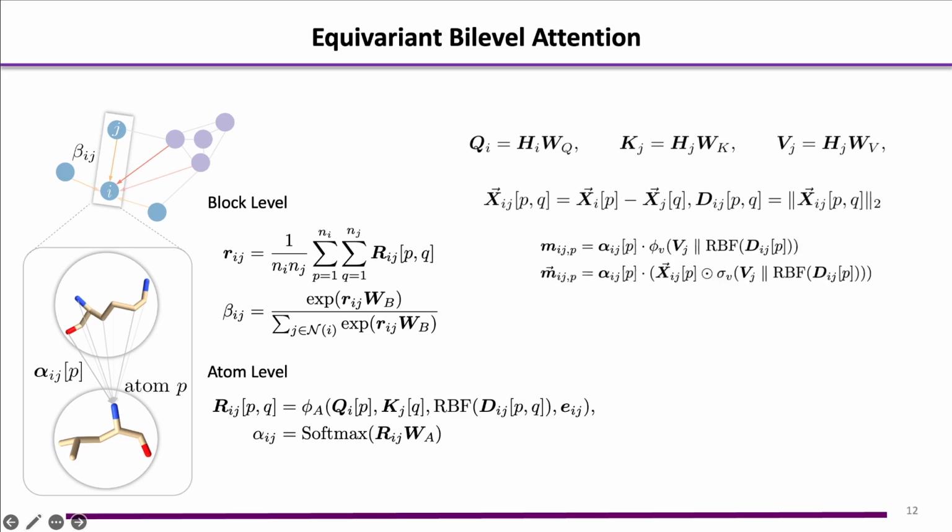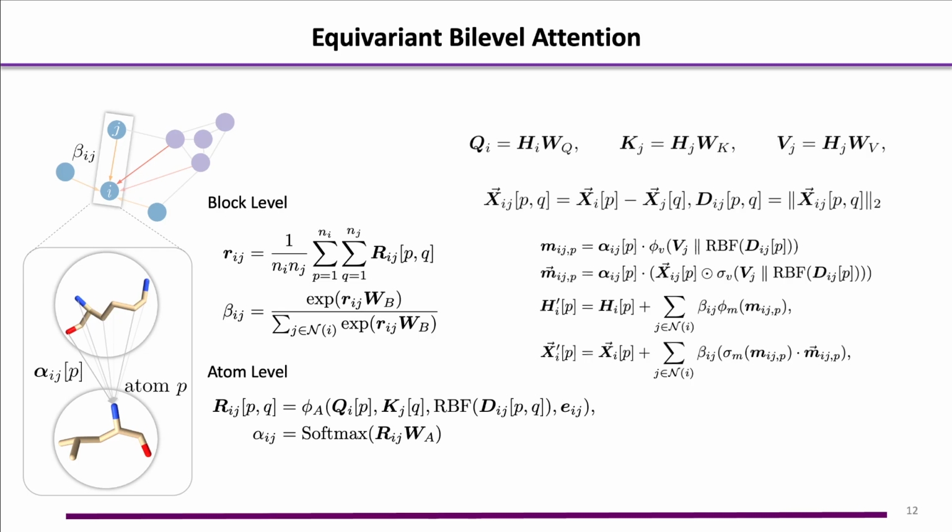For updating the node features and the coordinates, atom-level messages from block J to atom P in block I are first obtained with the attention-based weighted sum at the atom level. Then block-level attention is used for summing all messages from neighboring blocks. So you can see here the beta ij is the block-level attention, and the alpha ij is the atom-level weights.